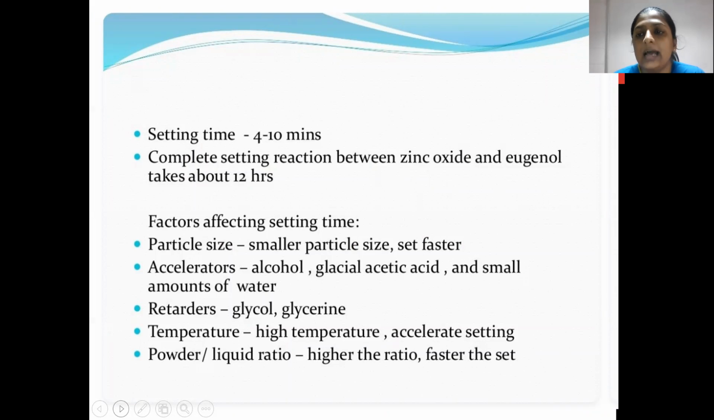Then the setting time is generally 4 to 10 minutes, and complete setting takes around 12 hours. There are various methods that we can try to change the setting time. If you have finer particles, it will set faster. Accelerants can also be used. Retarders can also be used. If it's a higher temperature, it will accelerate the setting. And if the powder liquid ratio is different, it will set differently.